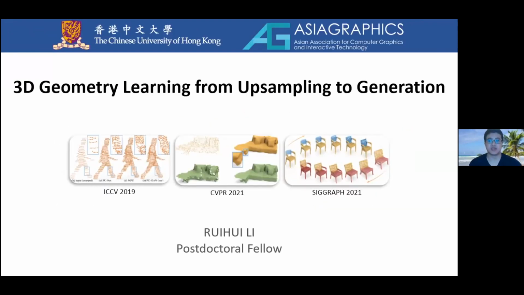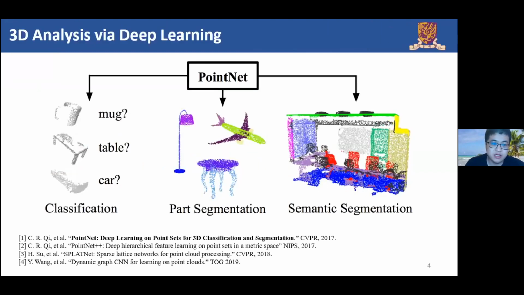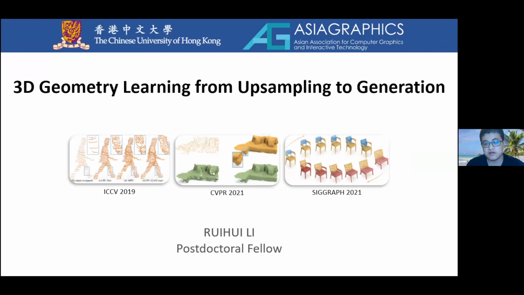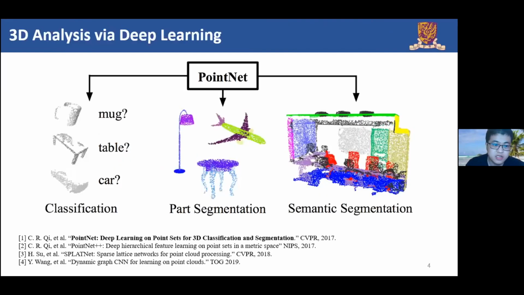Okay, thank you. I'm glad to be here to present my recent works on 3D geometry learning. Today I may talk about upsampling and generation. Point cloud analysis: actually, for 3D geometry, we have different kinds of representation, but here I mainly focus on the point cloud. Point cloud analysis through deep learning mostly started from PointNet, and after that a lot of following works were proposed for different applications such as classification, segmentation, and also detection.